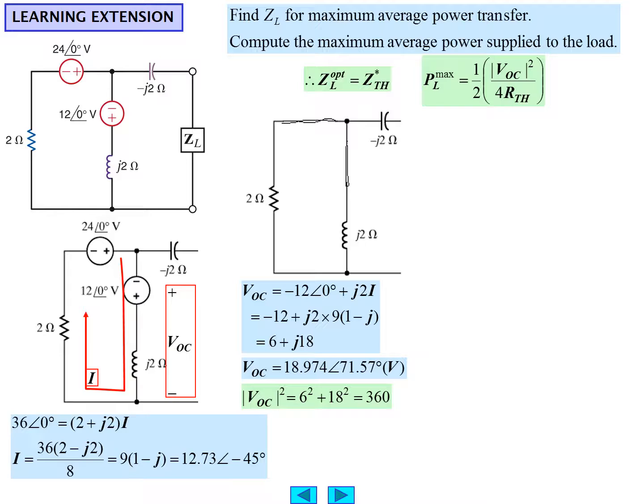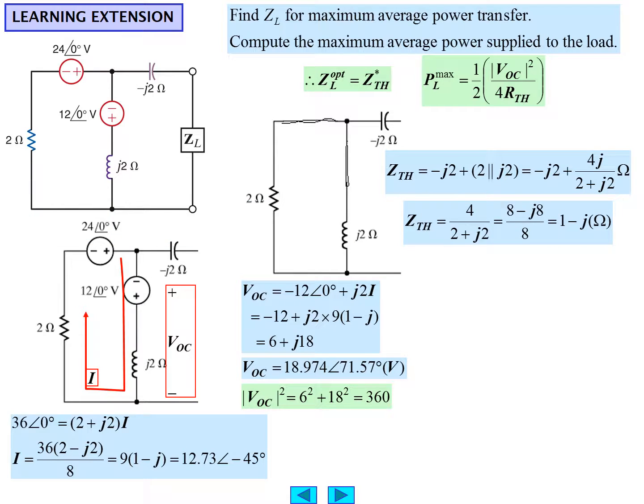The next part of the calculation is to find ZTH. For that, we let the two independent voltage sources go to 0, which become short circuits, and the network is as shown. We have essentially a ZTH looking into those terminals of a minus J2 reactance in series with the parallel combination of a 2 ohm and a J2 reactance. And of course, the parallel combination is the product over the sum, so it's minus J2 plus 4J over 2 plus J2. Performing the calculation for ZTH with the complex arithmetic, we end up with 1 minus J.